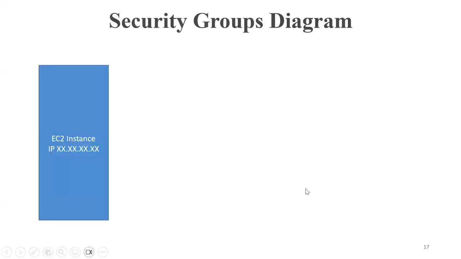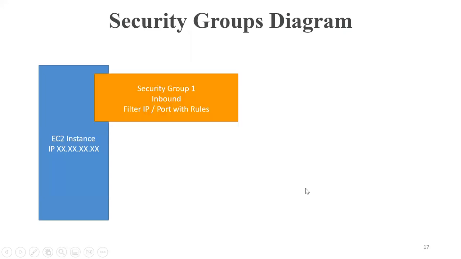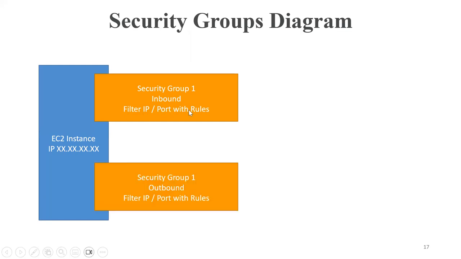If you try to understand this, suppose you have the EC2 instance and you have defined one security group for the inbound, filtering on that IP address and port with rules. And this is the outbound. Any security group you define has inbound, where everything is blocked, and outbound, where everything is allowed. That is the default behavior. Inbound is everything blocked. Outbound is allowed.